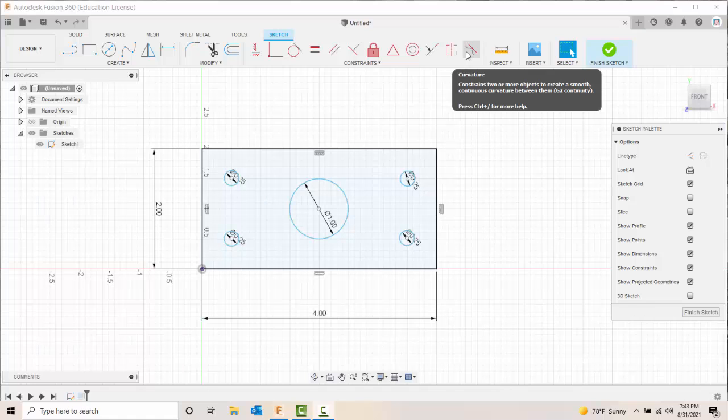So these are our types of constraints, and they're automatically applied when we're in the sketching mode in Fusion 360.